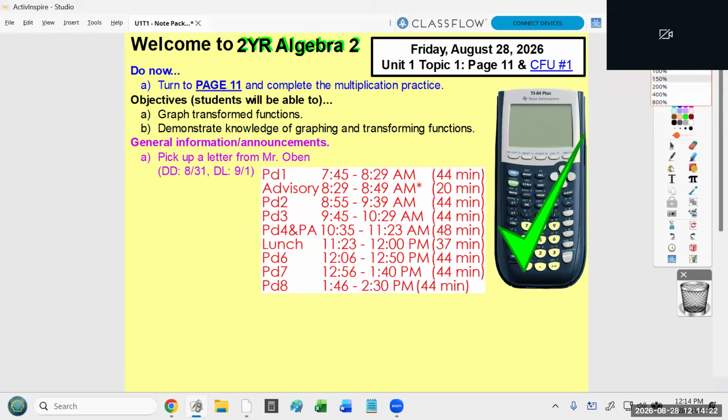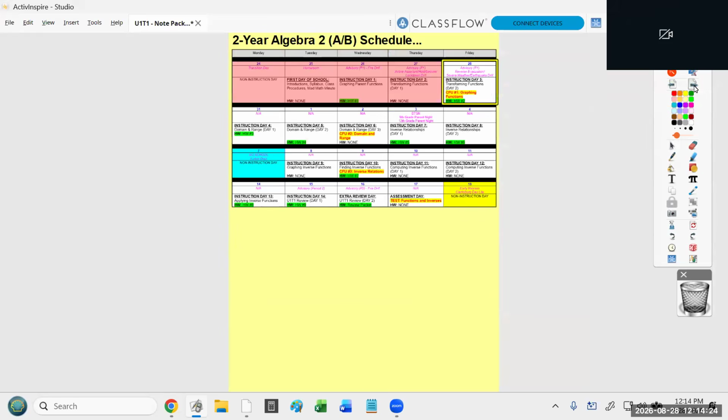All right, so I gave students time on page 11 to complete the multiplication practice. I've already gone through the schedule. We've got CFU 1 today. Anybody absent can make it up on Monday next week, and you'll get it back Tuesday next week.